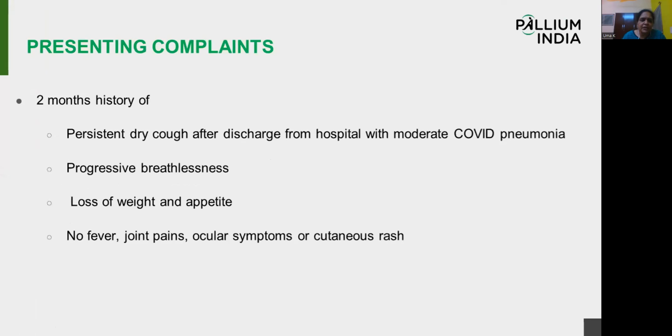In the presenting complaints, she had a 2 months history of persistent dry cough after discharge from the hospital with moderate COVID pneumonia, progressive breathlessness, loss of appetite and weight, and there were no symptoms to suggest a connective tissue disorder. So understandably, during the pandemic, we tend to think that this is a post-COVID sequel because back in 2020, none of us even knew what COVID was going to do to us. The next slide.